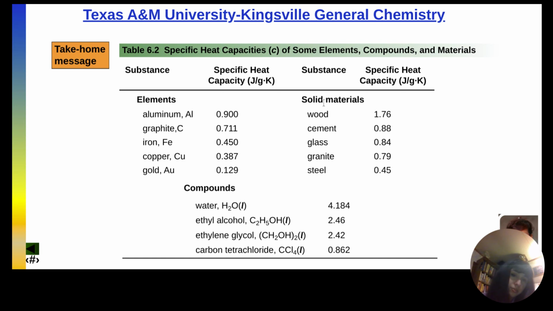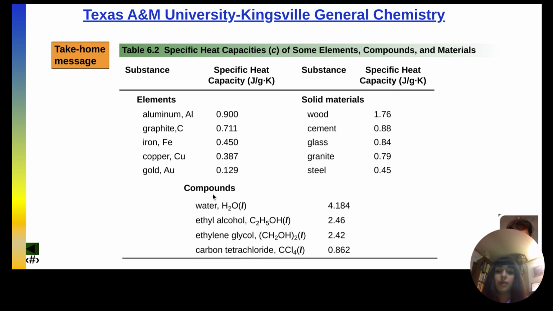Moving on to our solid materials, we're starting with wood. It's 1.76. Cement is 0.88. Glass is 0.84. Granite is 0.79, and steel is 0.45. Once again, these numbers are the specific heat capacity for that substance.